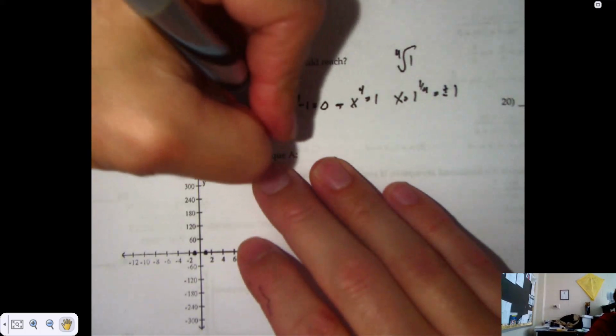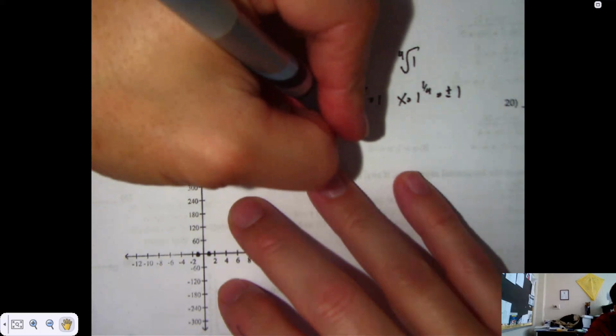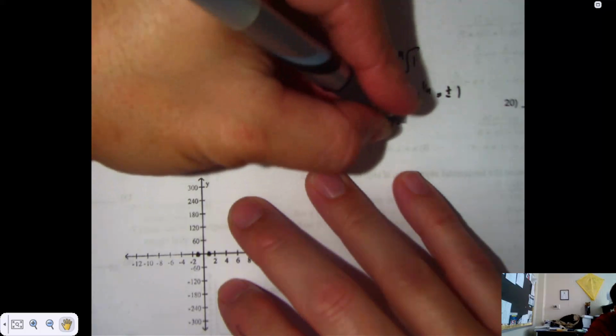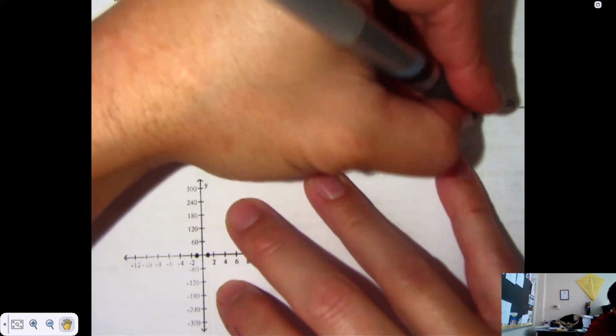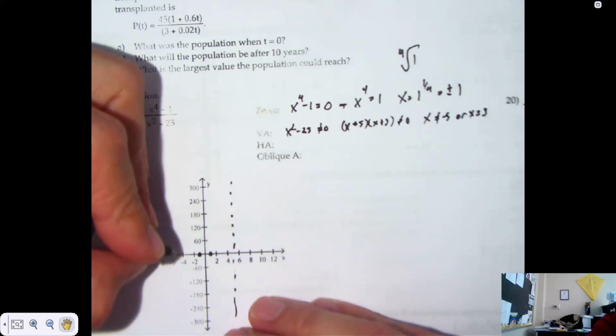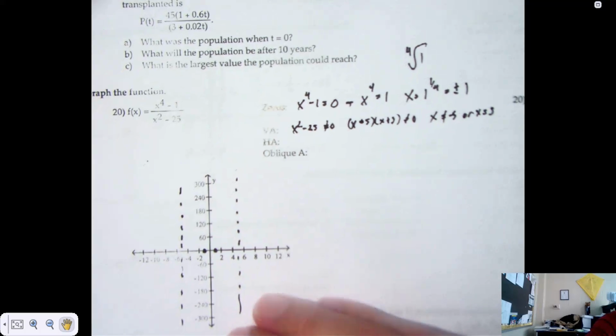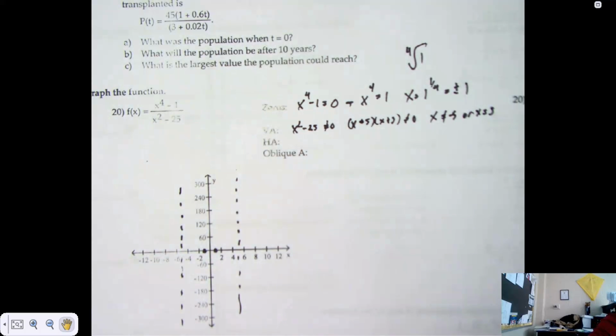The vertical asymptotes happen when the denominator is 0. You can factor that one if you want, but that's x minus 5 and x plus 5, not 0. So I know that x is neither -5 nor 5. So there's my vertical asymptotes. Horizontal asymptote, does it have them? Does it have a horizontal asymptote?